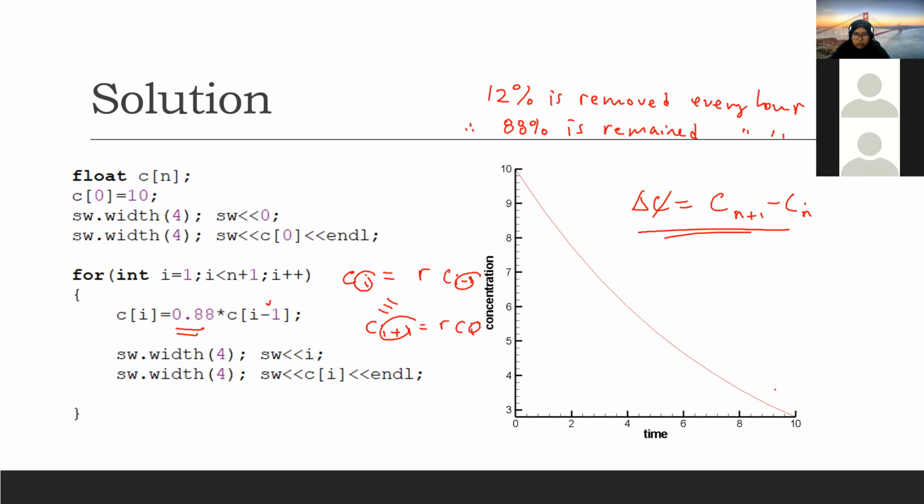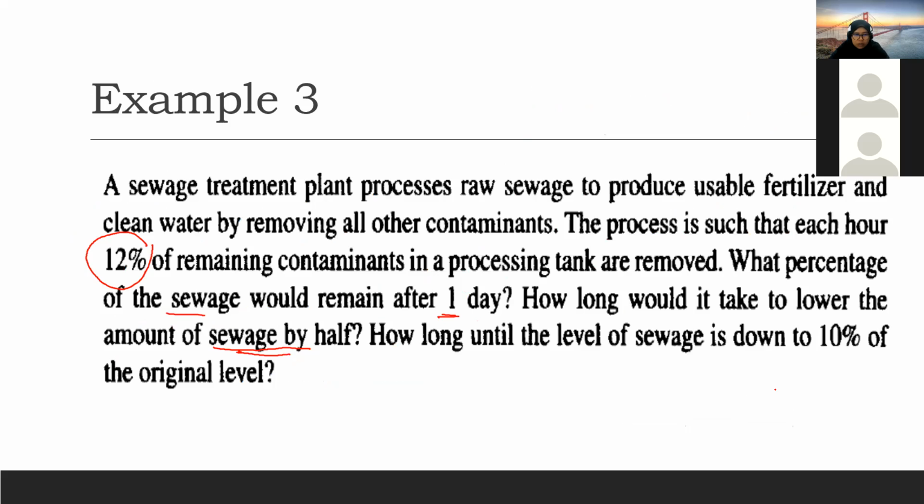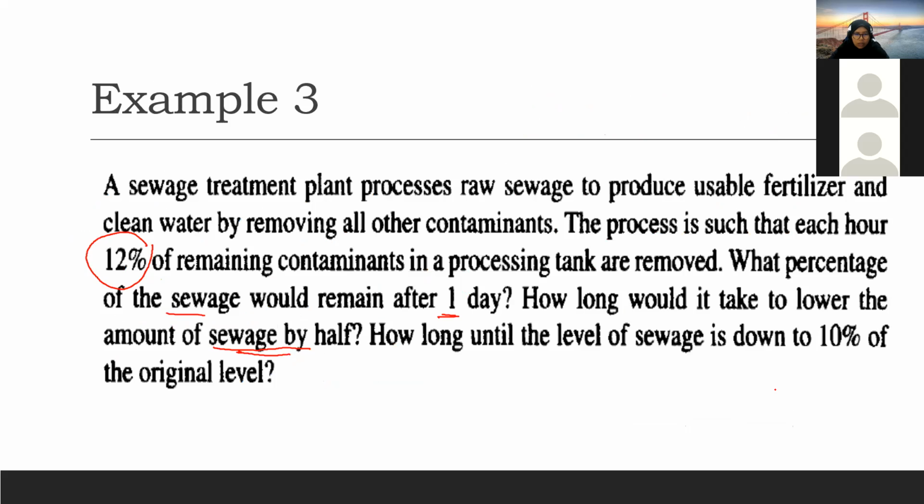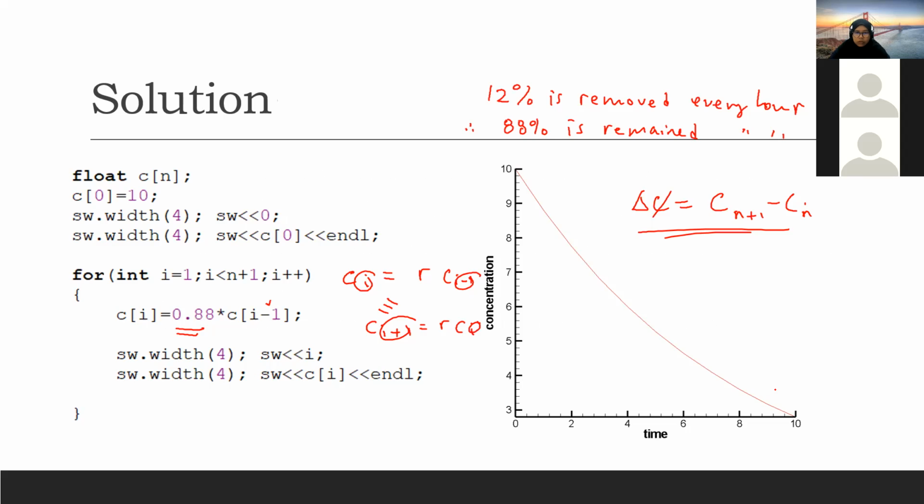So actually this one already answers the solution. Let's say, what percentage would remain after 1 day? In this case, after 10 hours, almost 100% is gone, so there's only about 0% remaining. The concentration is almost 0. And how long will it take to lower the amount of sewage by half? Half of 10 is just 5. You can see this is going to be almost 6 hours.